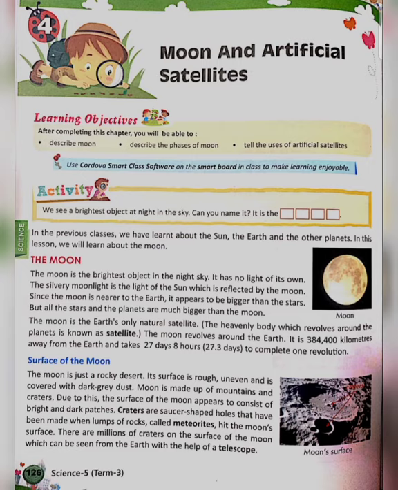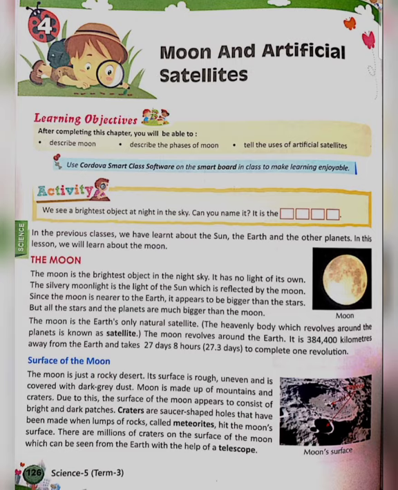Since the moon is nearer to the earth, it appears to be bigger than the stars. The distance of the stars and the earth is very large, means the stars are very far from earth, whereas moon is very close to earth. That's why moon appears bigger, but actually stars are the biggest bodies. All stars and planets are much bigger than the moon. The moon is the earth's only natural satellite.